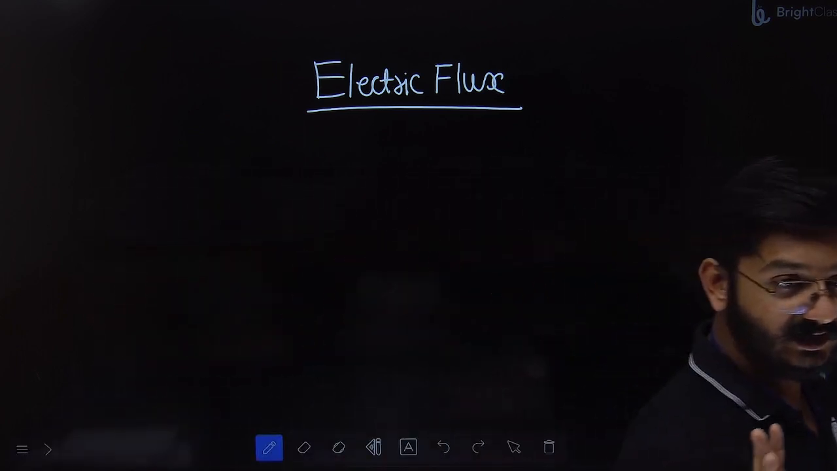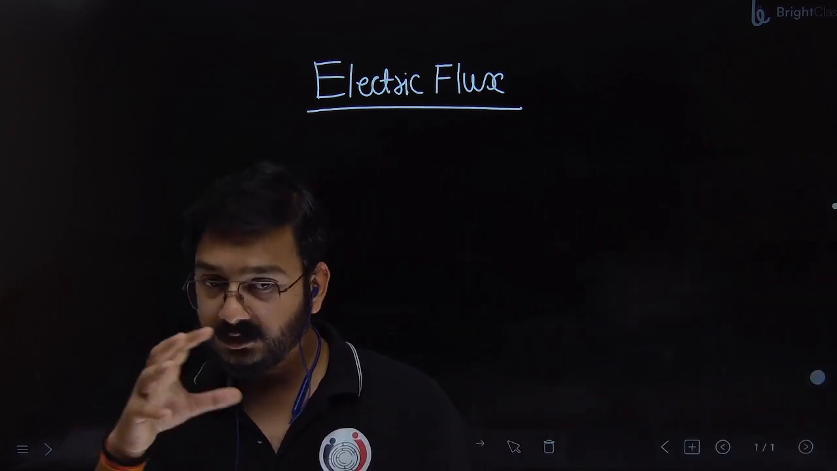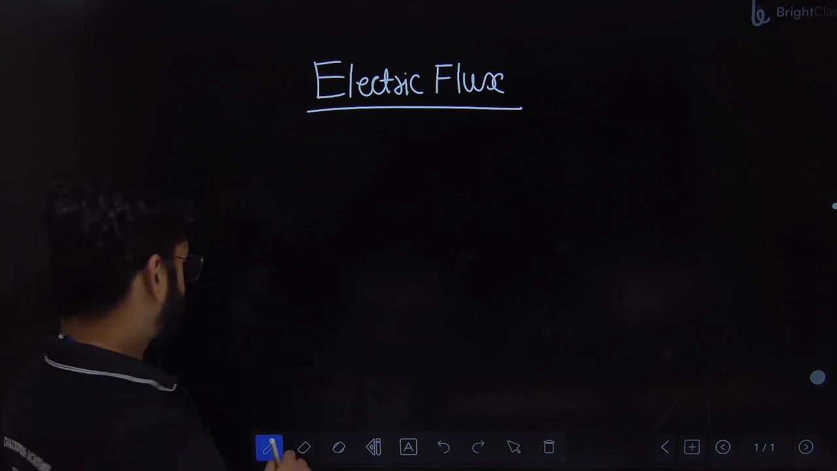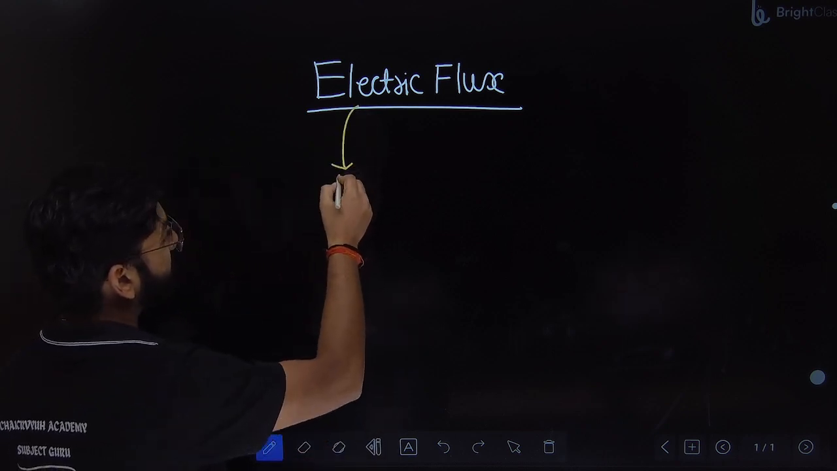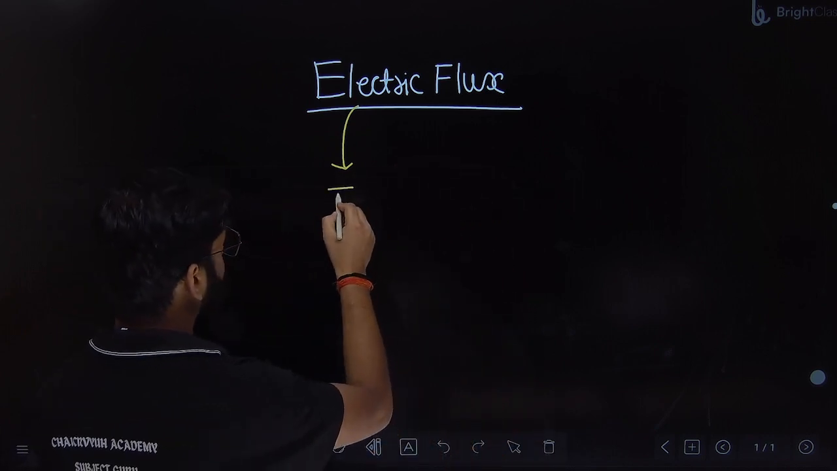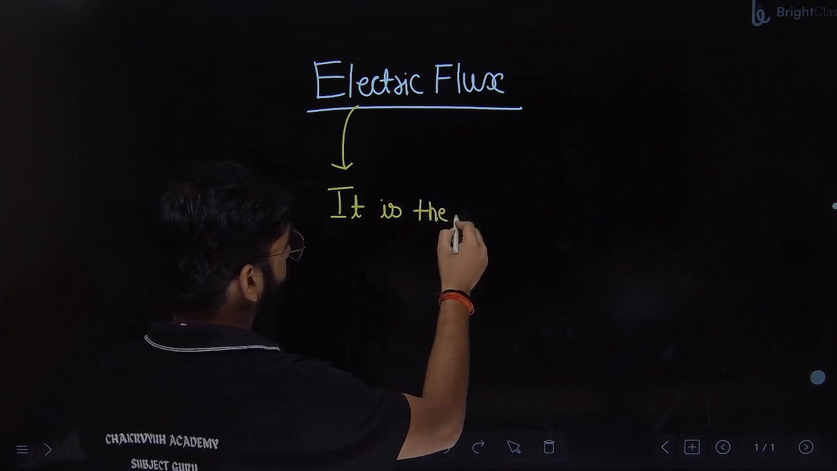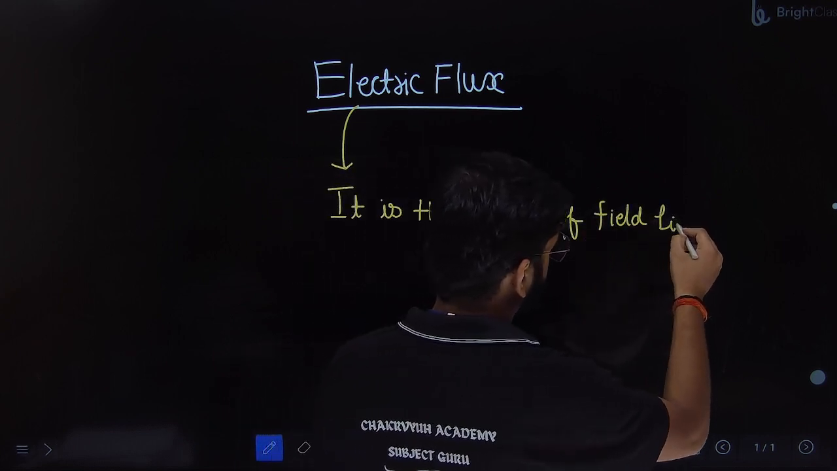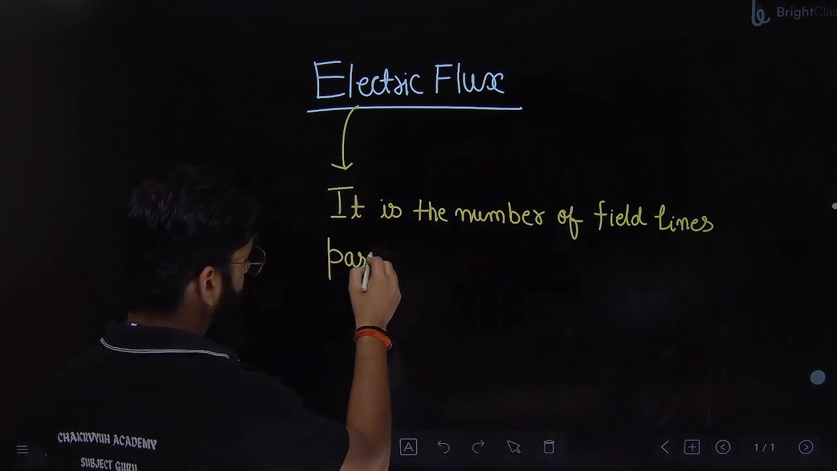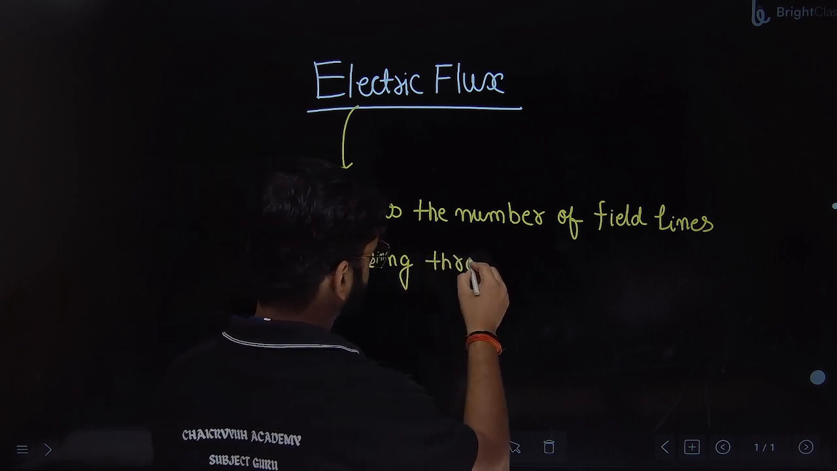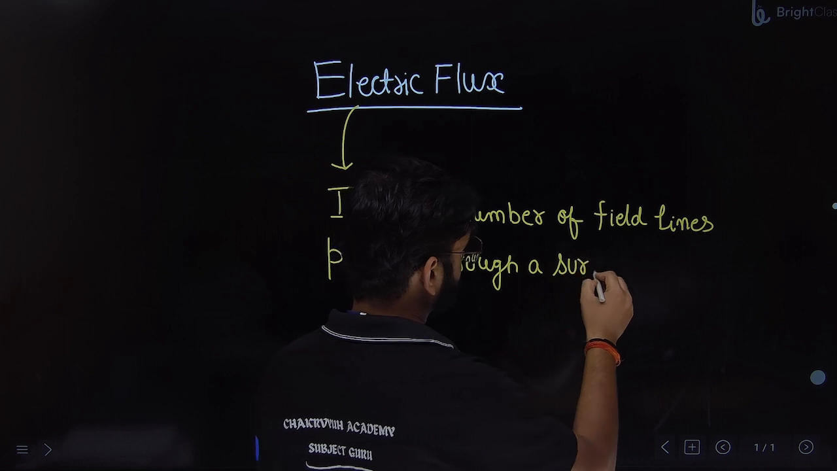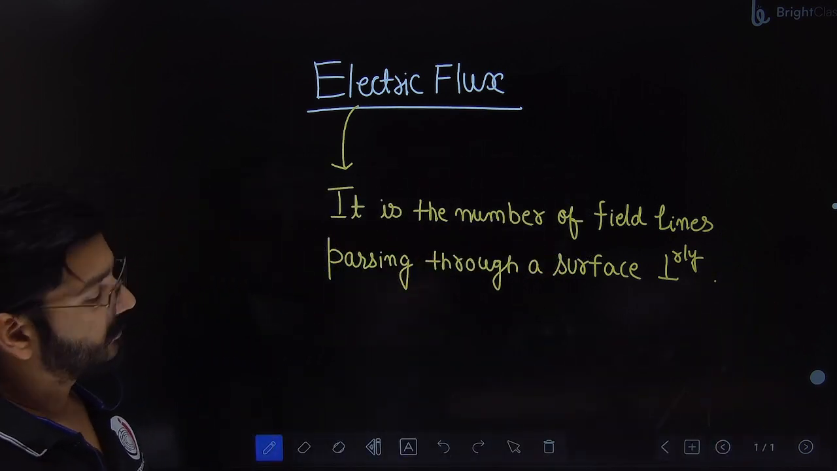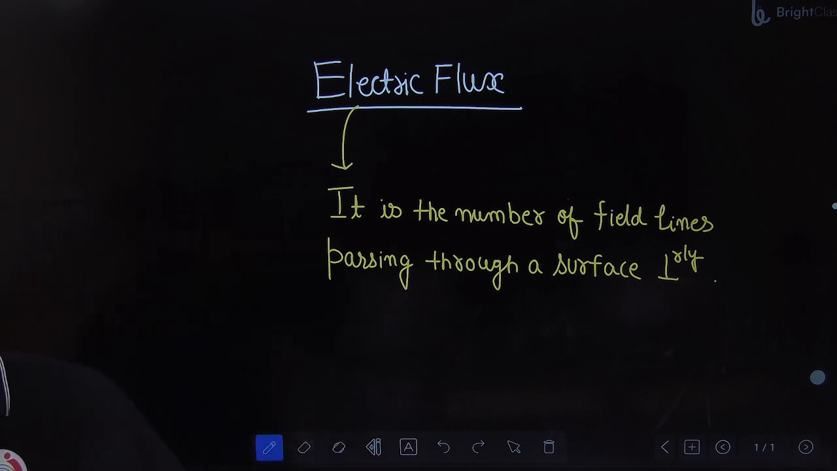That's it. The funda is clear? So electric flux is a term related to field lines, but all those field lines which are perpendicular to the surface. So you can write down the definition. What is electric flux? It is the number of field lines passing through a surface perpendicularly. That is your electric flux. Noted?